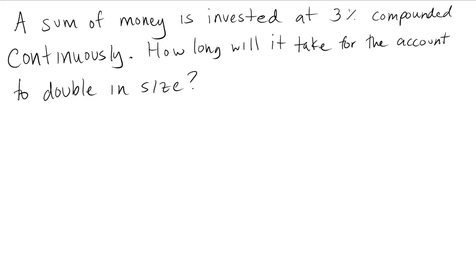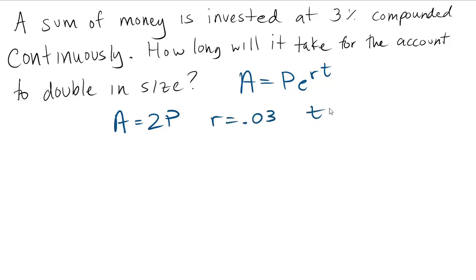The model that we use for continuously compounded interest is A equals Pe to the rt. A is the ending balance, P is the original investment, what we call the principal, r is the interest rate, t is the time in years. In this example, we aren't given a specific value of P. All we're told is that the account doubles in size. So the ending amount is twice the initial amount. A is equal to 2 times P. The interest rate is 0.03, and t is the question. So plugging all of these into our model, we get 2P equals P times e to the 0.03t.